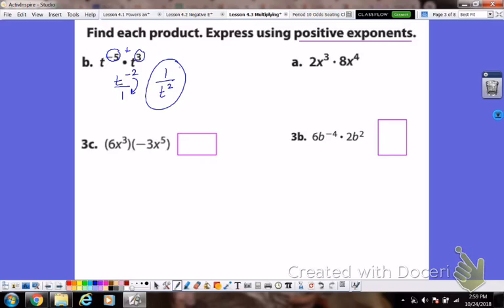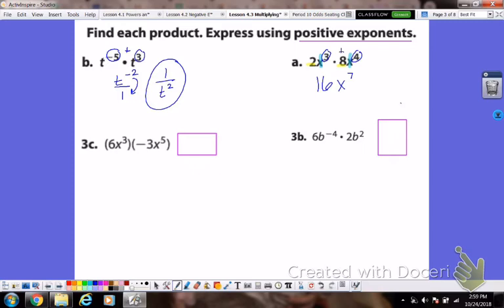In our next example, 2x to the 3rd times 8x to the 4th. We see we have an x and an x. Those are our like bases. Our unlike bases are the 2 and the 8. Since they are unlike, we are going to actually multiply them. So 2 times 8 gives us 16. Then for our like bases, we add the exponents. So 16x to the 7th. So unlike bases, when they're numbers like that, you multiply them. For our like bases, you add the exponents. So watch for like and unlike bases.